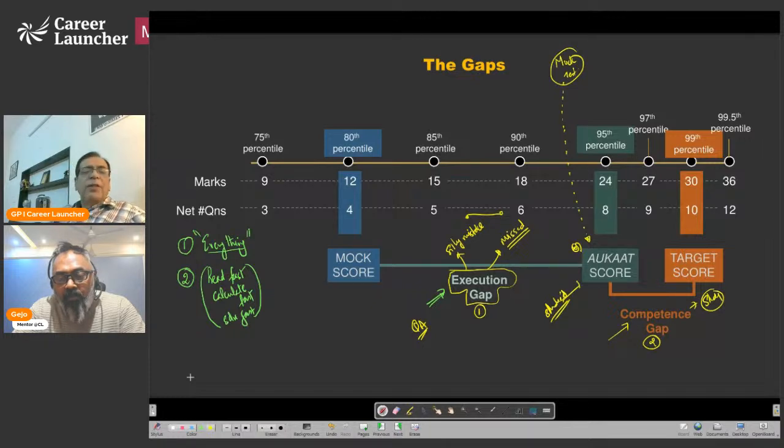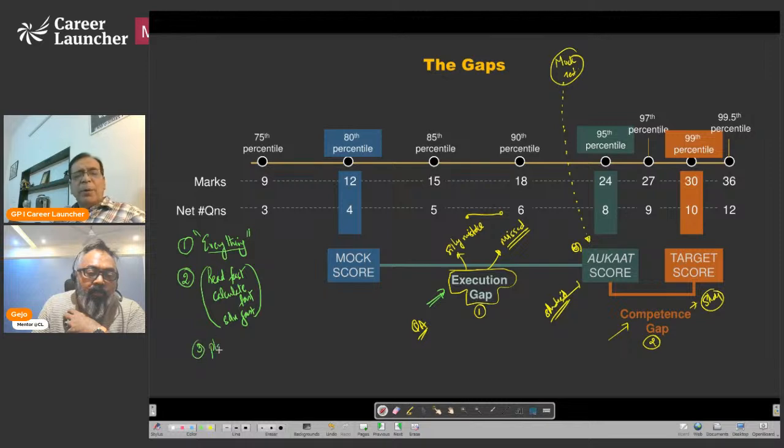Third is I want to play safe. I will attempt only those questions that I'm 100% sure of. Not only that, after solving the question, I'll check it also, whether I've got everything right or wrong. Which means you end up doing the question twice. So these are three which I find very, very common.